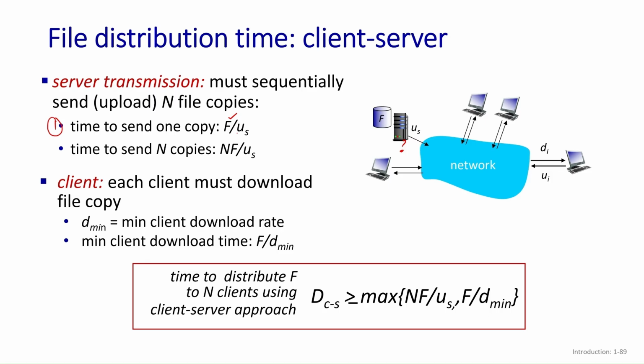If I divide the size of the file by the upload capacity of the server, I get the time to send one copy of the file. But now imagine that there are N machines. What is the time required to send N copies of the same file? That is N times the time required to send one copy, which is NF divided by u sub s. Clear?